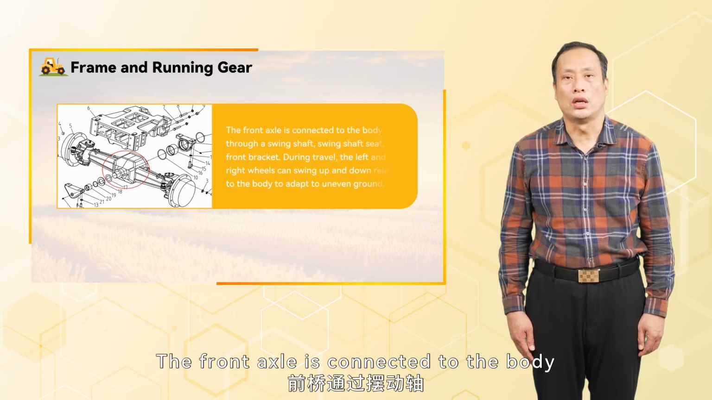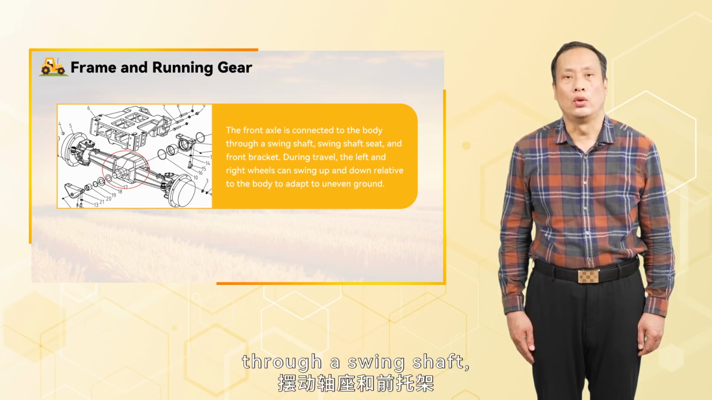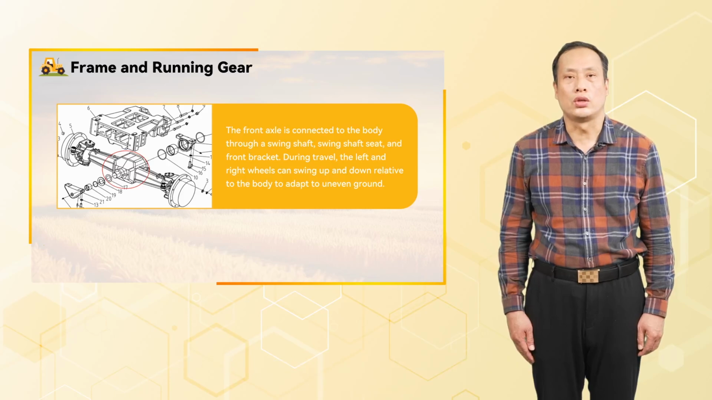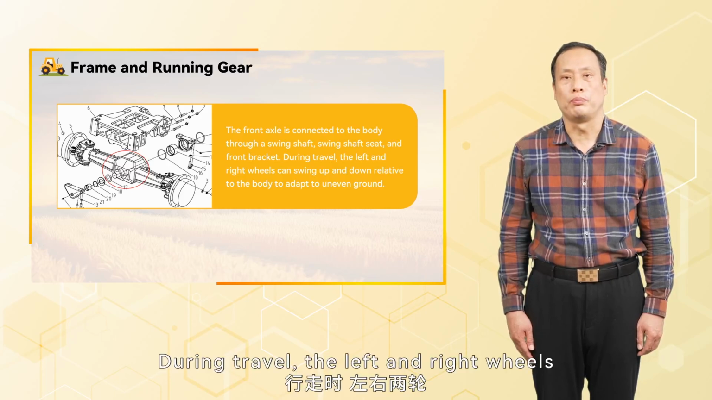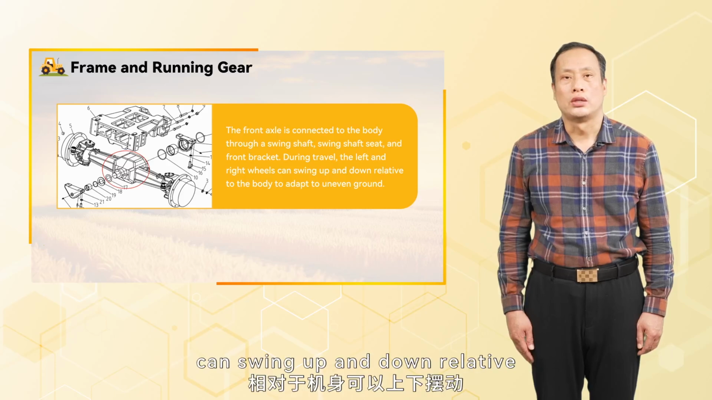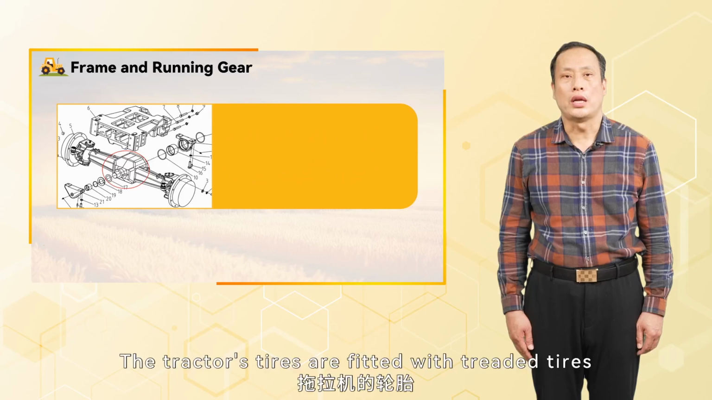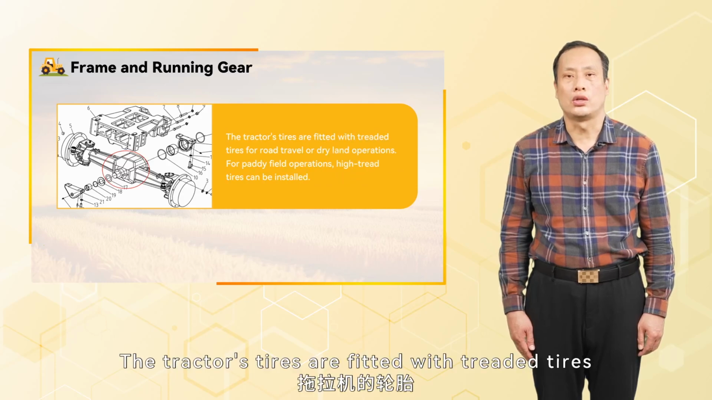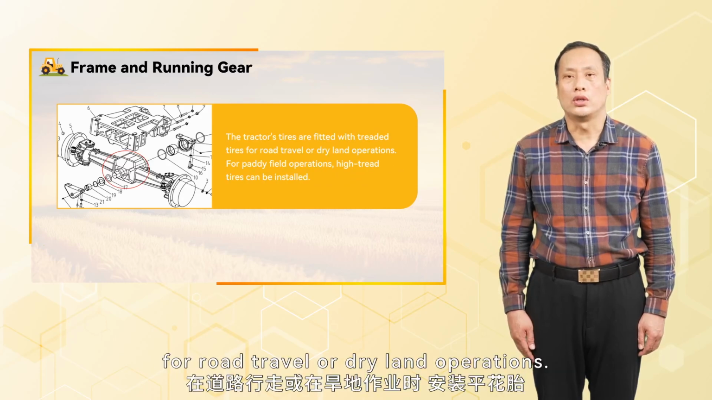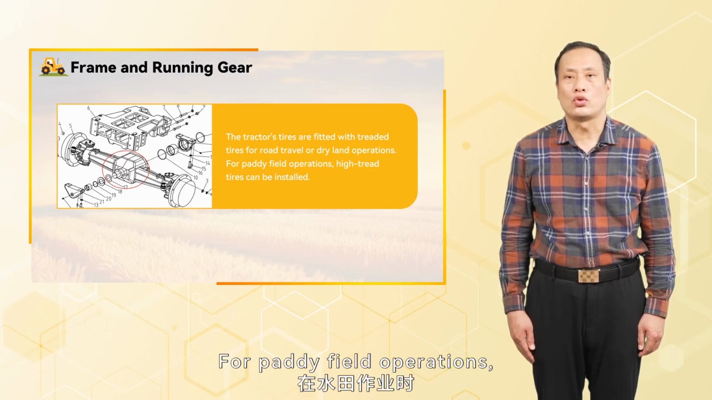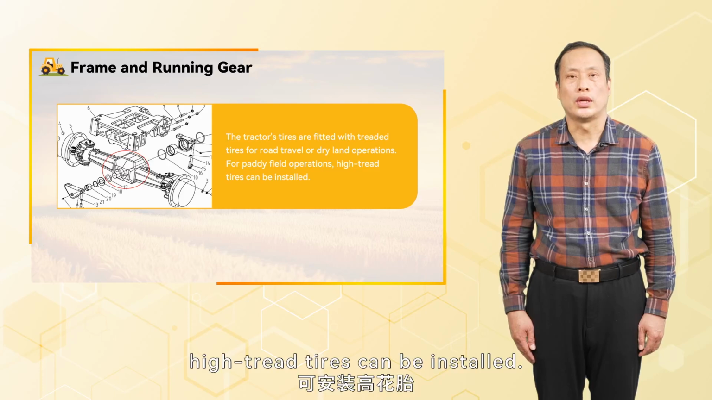The front axle is connected to the body through a swing shaft seat and front bracket. During travel, the left and right wheels can swing up and down relative to the body to adapt to uneven ground. The tractor's tires are fitted with treaded tires for road travel or dry land operations. For paddy field operations, high tread tires can be installed.